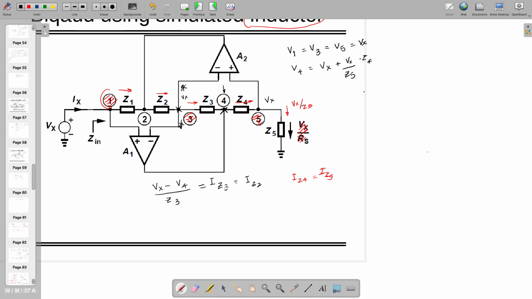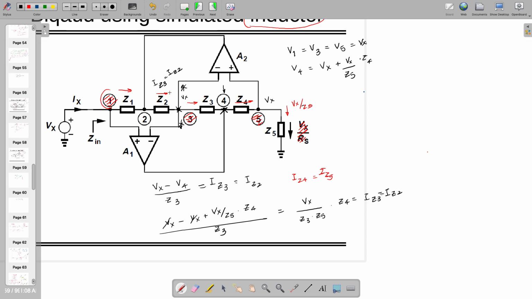Once you have this current, you can find out that this current is equal to IZ3 or IZ2, right? We already know what is V4. V4 is Vx by Z5 times Z4. Divided by Z3, this will give me Vx by Z3 times Z5 times Z4. That's the current, IZ3 equal to IZ2.